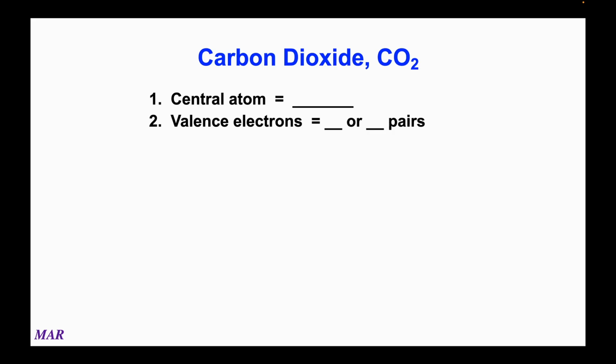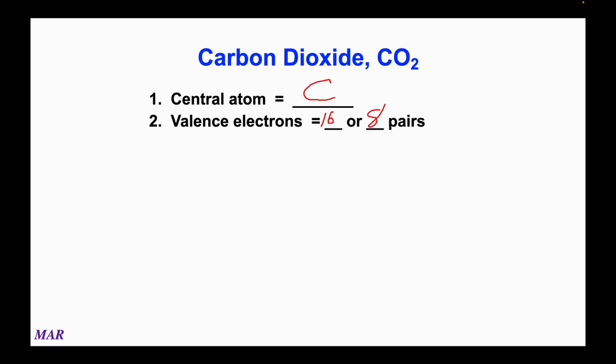So we would say for this one, the central atom is carbon. It's the first one listed. Valence electrons: carbon is in group 4, so 4 valence electrons. Oxygen is in group 6, 6 valence electrons, and 6 times 2. So 4 from carbon plus 6 times 2, 12 from oxygen, means this thing has a total of 16 valence electrons. But we'll almost always divide them by 2 to find how many pairs there are. 16 divided by 2 would be 8 pairs of electrons.